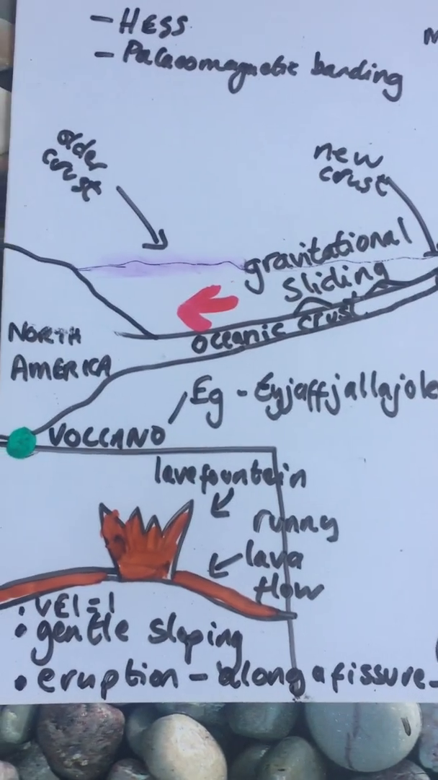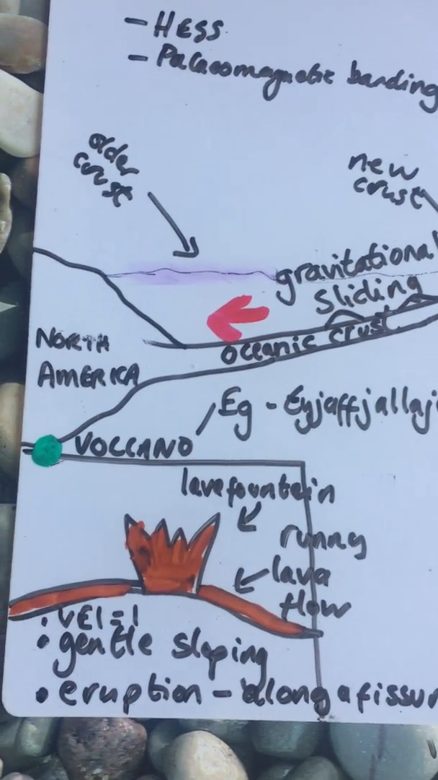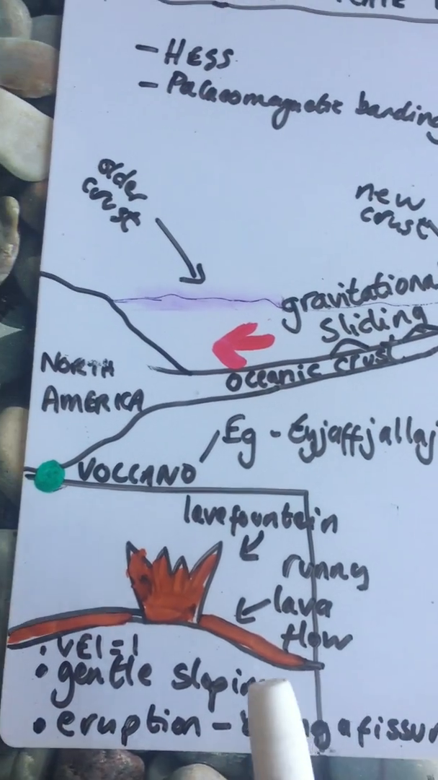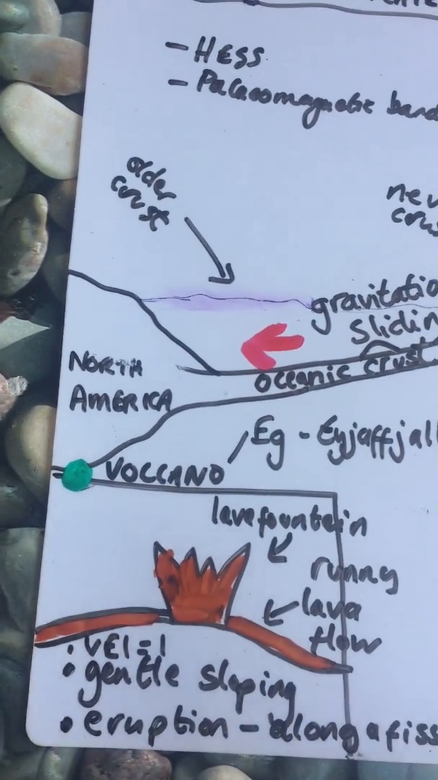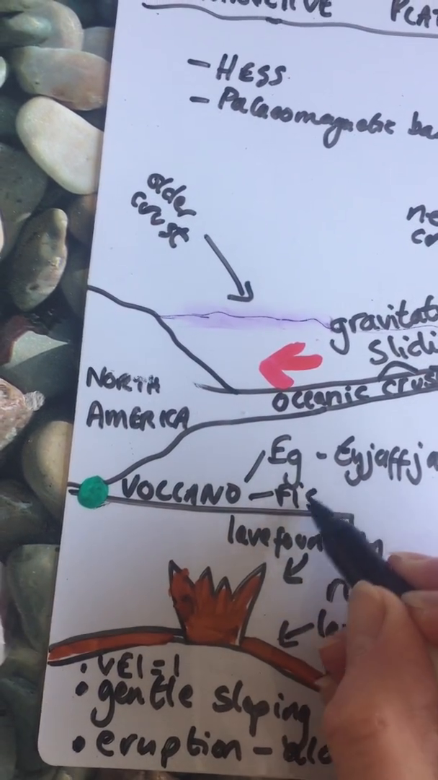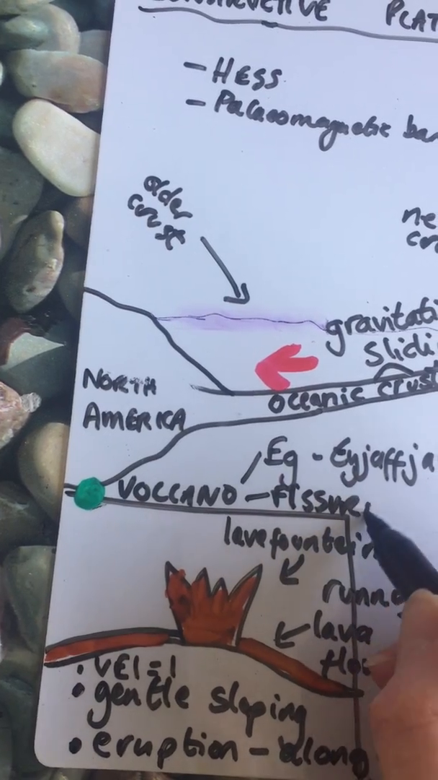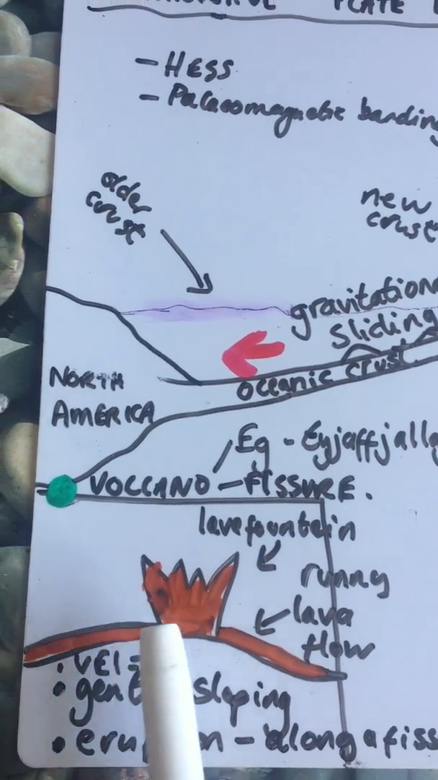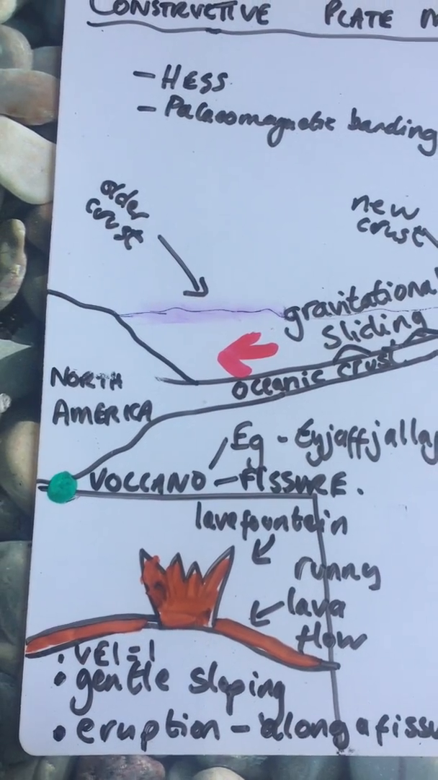Okay, so just a couple more things. So the volcano that we get here, if I just point to various points of this, is this one here. And this is called a fissure volcano. Let's just write that on there. Capitals. So characteristics.